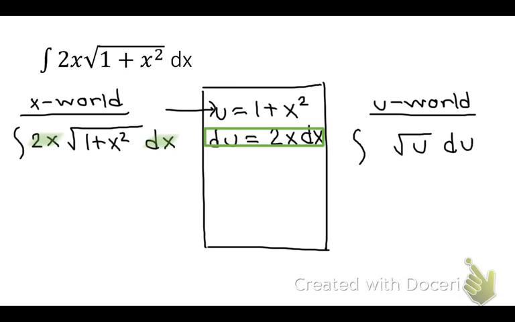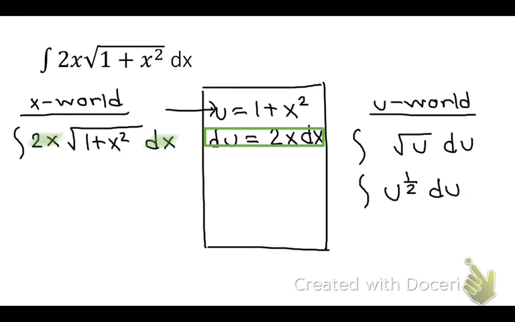Now I need to take the integral, while I'm over in U world, of the square root of u du. This is a one-step now. So the whole reason we're doing u substitution is that once we get the integral over into u world, it becomes a one-step. But it's not a one-step until we do that substitution. So we could rewrite this integral as the integral of u to the 1/2 du, because remember, a square root is the same as an exponent of 1/2.